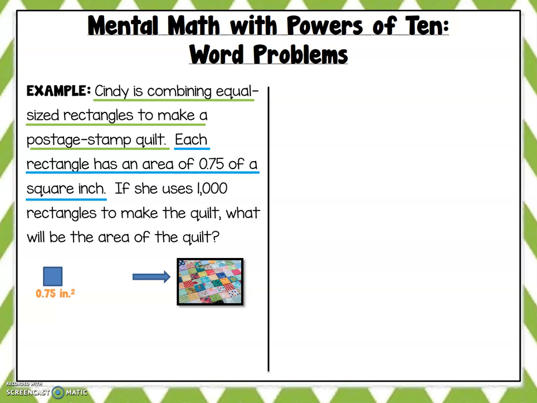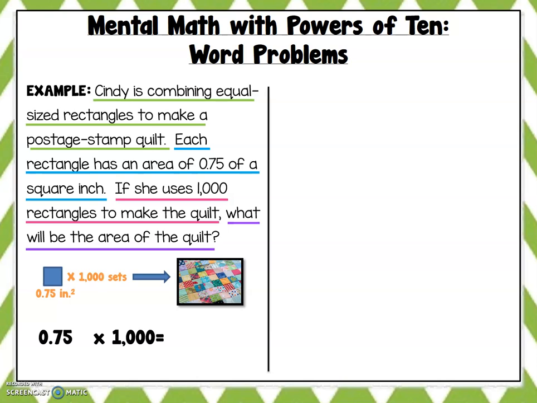Finally, the third sentence I'm going to break into two sections. The first says, if she uses 1,000 rectangles to make the quilt. Okay, well that part tells me that we need 1,000 sets of those little squares. And the question part asks, what will be the area of the quilt? So this means I'm taking 0 and 75 hundredths and I'm multiplying it by 1,000.